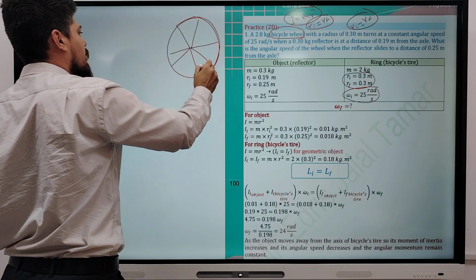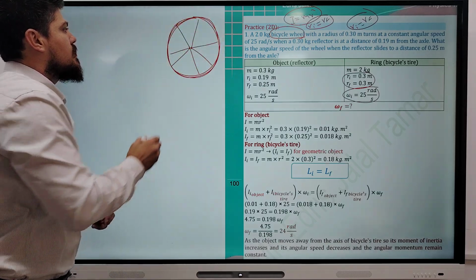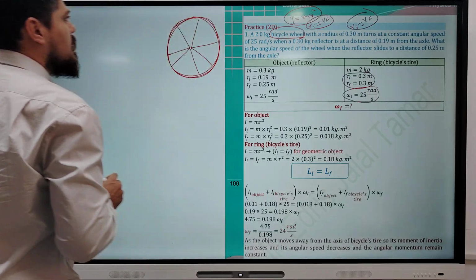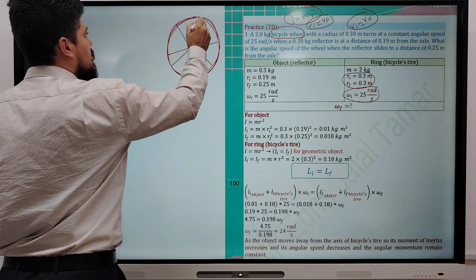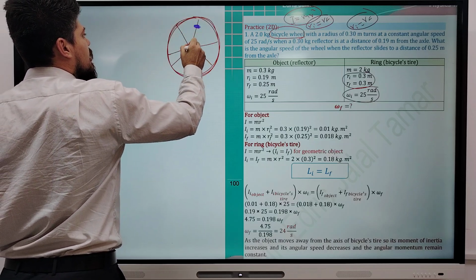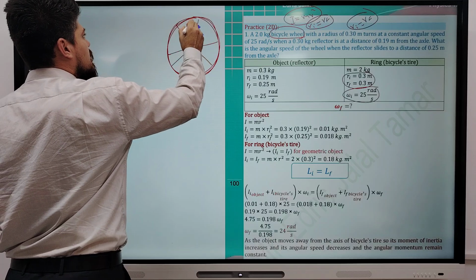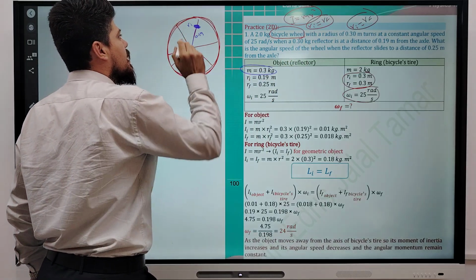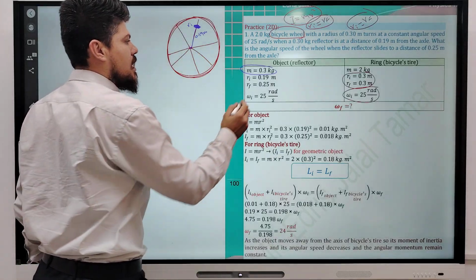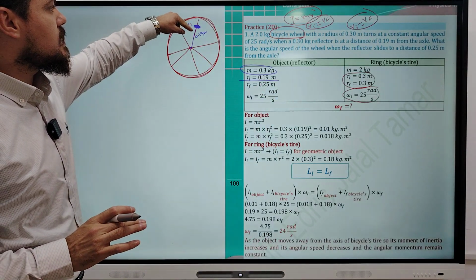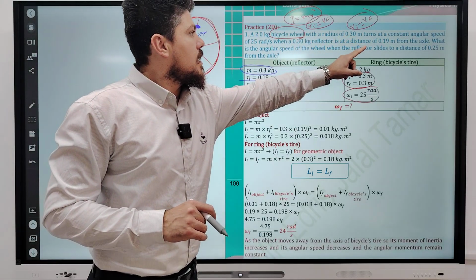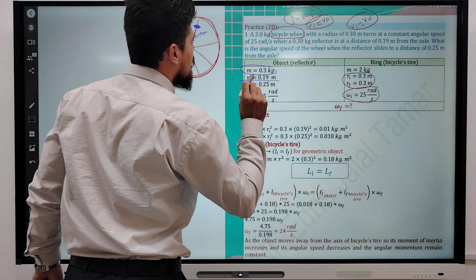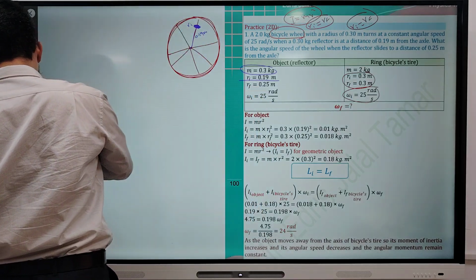This is the bicycle ring. It's rotating at 25 radian per second. When a 0.3 kilogram reflector is at a distance of 0.19 meter, this is the reflector. It is at distance 0.19, this is R initial. Its mass is 0.3 kilogram, at a point 0.19 meter from the axis of rotation. R initial is equal to 0.19. What is the angular speed of the wheel when the reflector slides to a distance of 0.25?